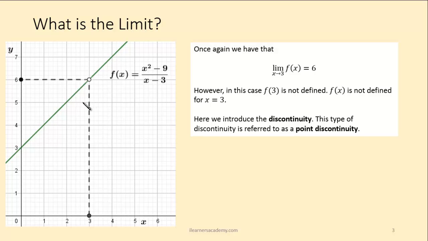So what that means is that both the left-hand and the right-hand limits exist and are equal to 6. The limit of this function as x approaches 3 is 6. However, the function is not defined for x equals 3. f of 3 has no meaning. So what we have here is a discontinuity. And this type of discontinuity is often referred to as a point discontinuity. Now you have some books that refer to this as a hole discontinuity, and I think that's quite okay. So we've looked at our first discontinuity and notice that here with this discontinuity, the function is not defined. However, the limit does exist for x equals 3.